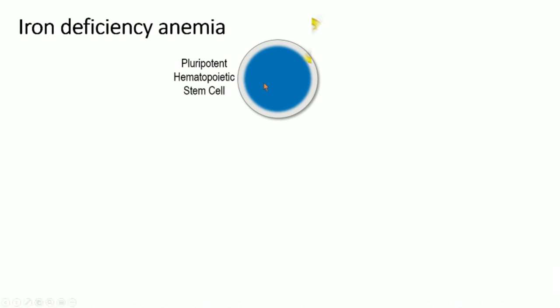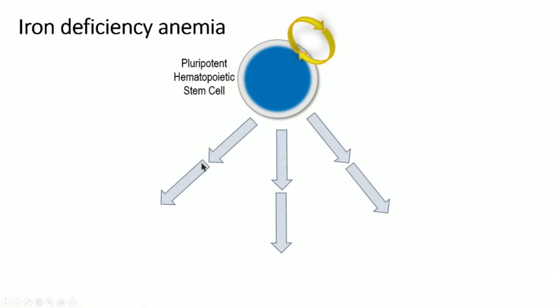So these cells replicate, and some of these replicated cells remain there as such to maintain a copy of themselves, to maintain a supply of pluripotent hematopoietic stem cells, while other replicated cells give rise to those cells which are committed towards formation of specific blood cell progeny. For example, some will form WBCs, others will form megakaryocytes, and some others will form RBCs and so on. But right now, we are only concerned with those cells that are committed towards formation of red blood cells.